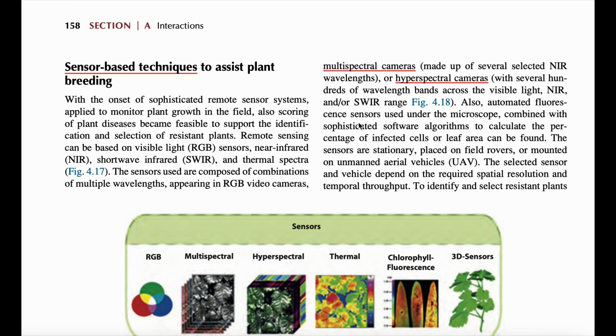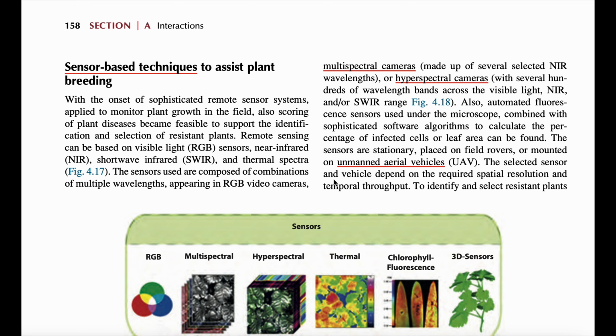Also, automated fluorescence sensors used under the microscope, combined with sophisticated software algorithms, can calculate the percentage of infected cells or leaf area. The sensors are stationary, placed on a field rover, or mounted on unmanned aerial vehicles. You might think this is something different, but unmanned aerial vehicles, UAVs, are also what we call drones. Yes, drones we have heard of.